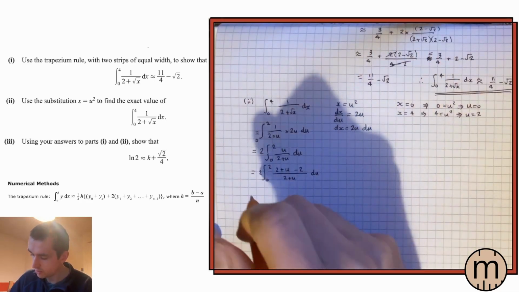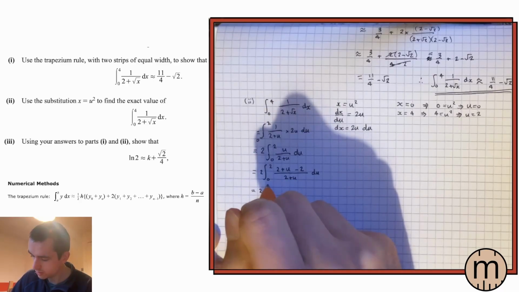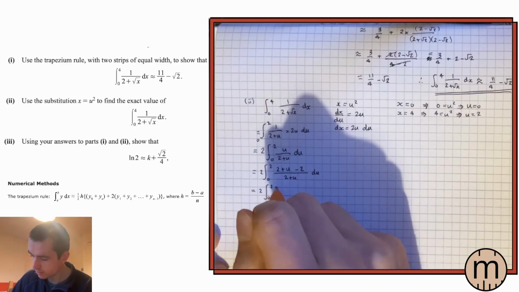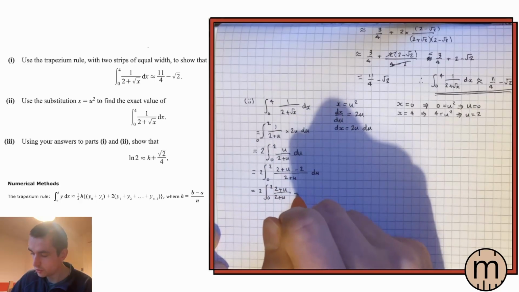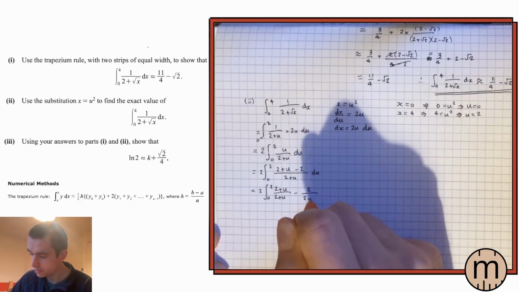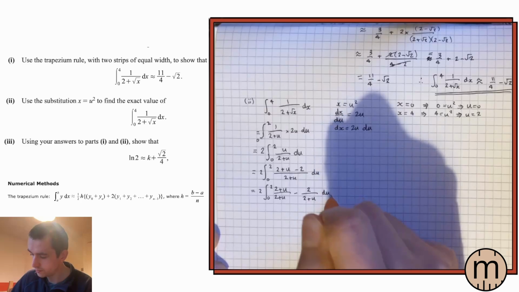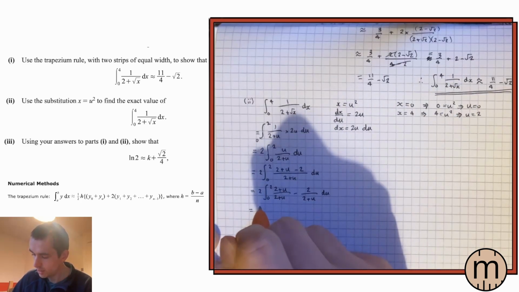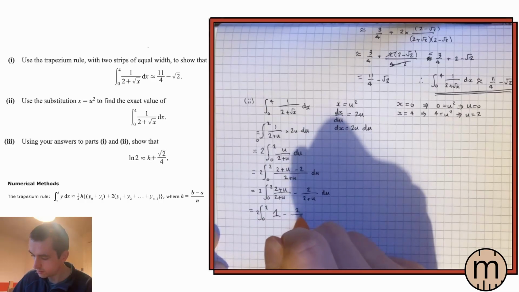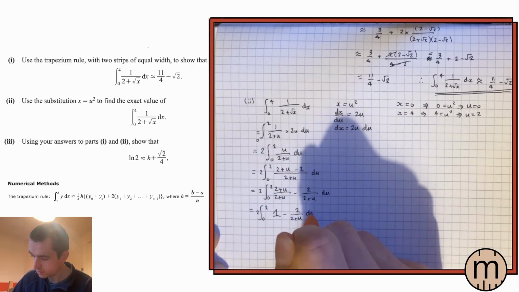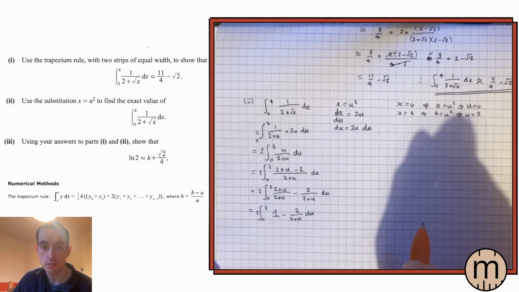The reason I'm going to do that is because now if I separate this out, 2 plus u over 2 plus u minus 2 over 2 plus u. Well, this is just 1. And this integral is much nicer.